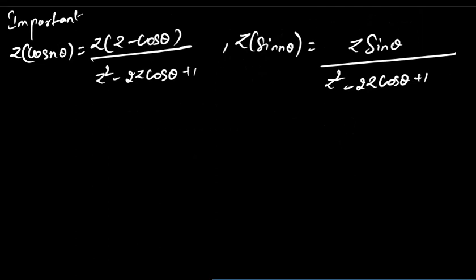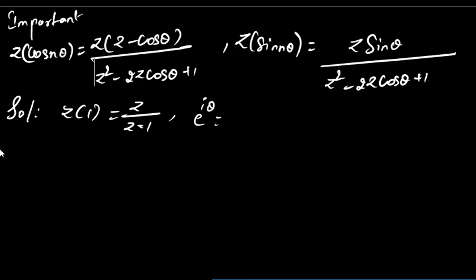So coming to the next important concept, it is asked in most of the university papers, and it is the easiest way of getting the Z transform of cos n theta and sin n theta. So we will apply the damping rule, that's the easiest part. So first we should know the basic results, that is Z transform of 1, that is Z by Z minus 1, right? And we know e power i theta. The expansion of e power i theta is cos theta plus i sin theta.